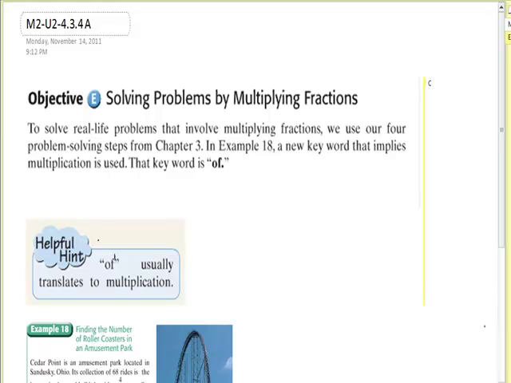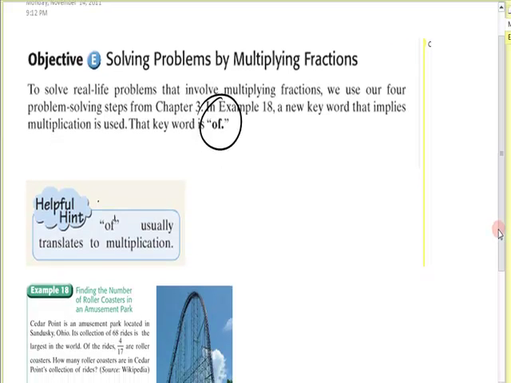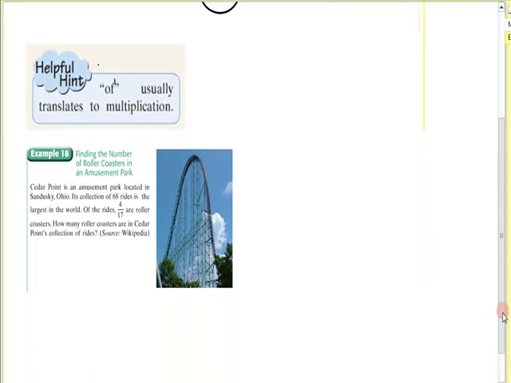In this lesson, we're going to solve some real-life problems that involve multiplying fractions, and we're going to use some of our steps that we've learned earlier. But something that's important to remember, and I think this was referred to all the way back in the very first unit, is that the word "of" means multiply when you're dealing with fractions. Now, it doesn't always mean multiply, but it does when you're talking about fractions.